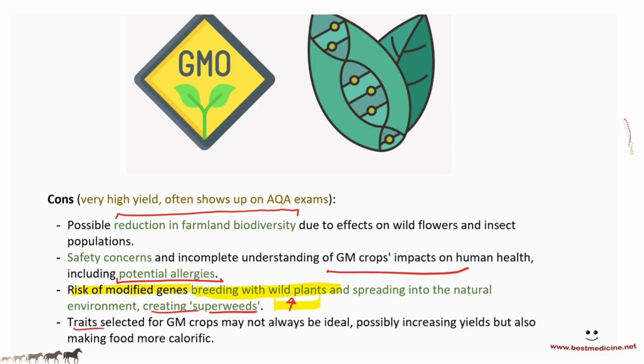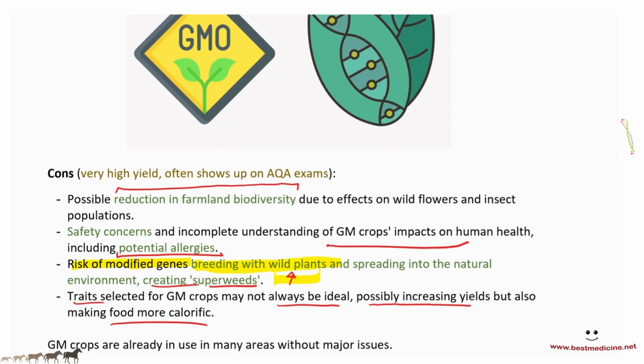And also, traits selected for GM crops may not always be ideal, right? It could possibly increase yields, but also make the food more calorific, increase the calories. However, let me remind you that genetically modified crops are already in use in many areas without major issues. But this is something that often shows up on the exam, so maybe you should write this one first. Okay. This one second, maybe this one third in your answer if it shows up.